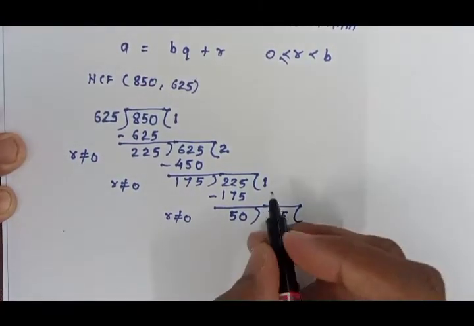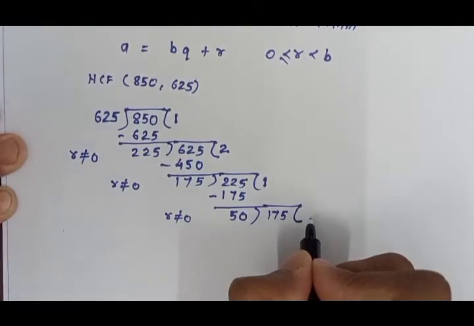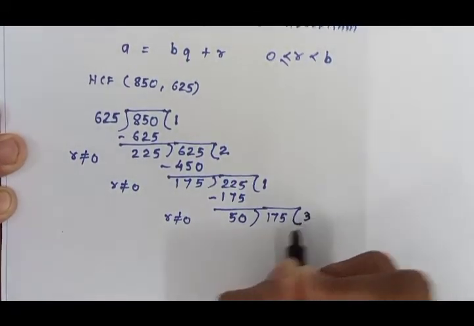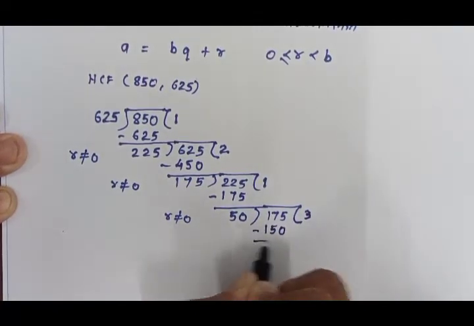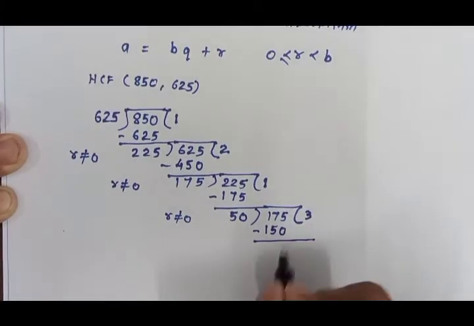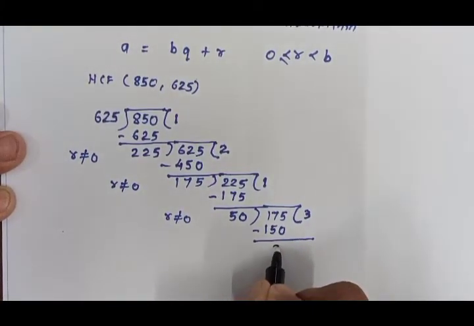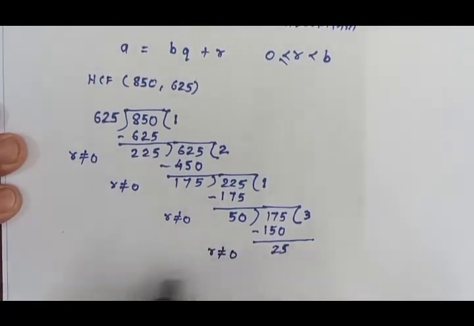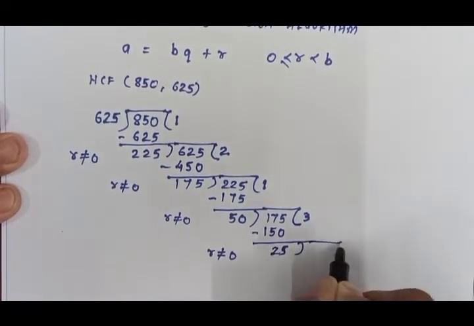Now 50 ones are 50, 50 twos are 100 and 50 threes are 150. 4s will not work here, so 3s. So we get here 150. So what will be the remainder? The subtraction answer will be 25. Now again as r is not 0, we will have to continue the division. This 50, the previous divisor, will become the dividend.